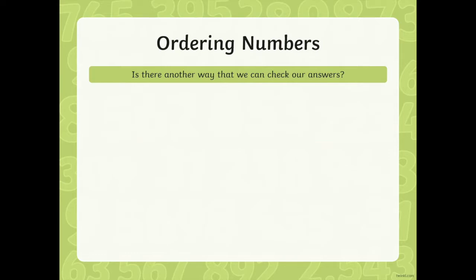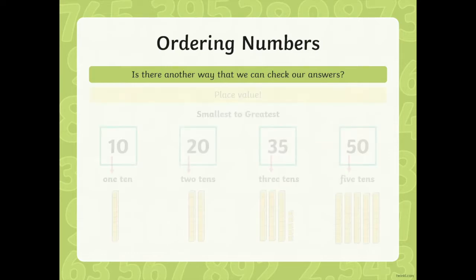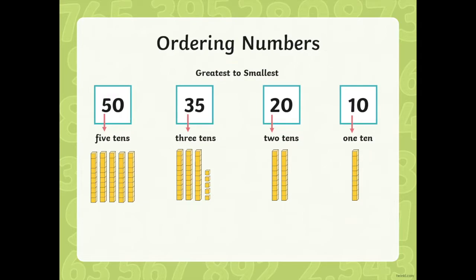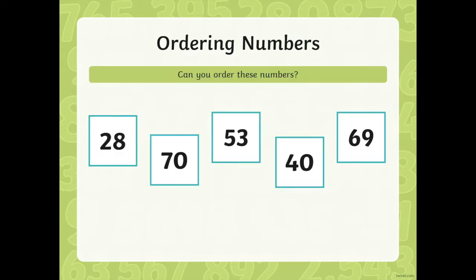Is there another way we can check our answers? Place value, which is the key thing we're looking at today. We're looking in the tens column to see which number is bigger. So we have 1 ten, 2 tens, 3 tens and 5 tens. Greatest to smallest, again, we have 5 tens, then 3 tens, then 2 tens, then 1 ten.